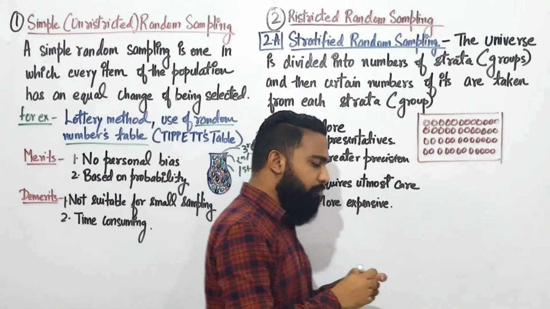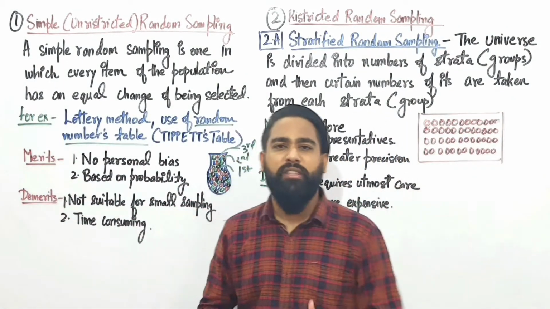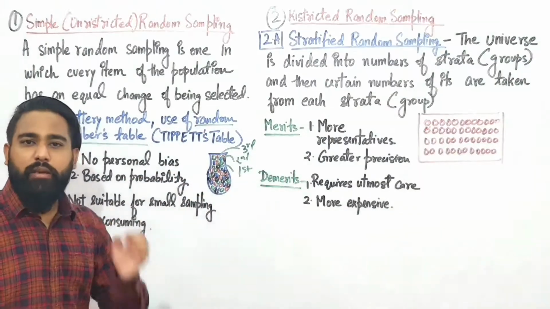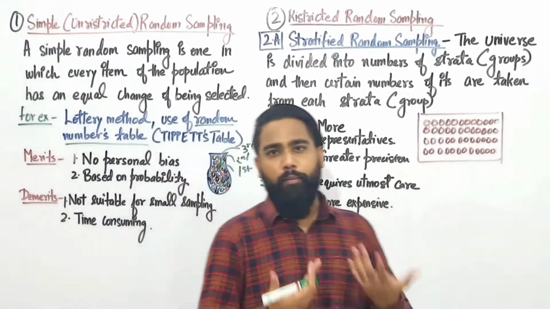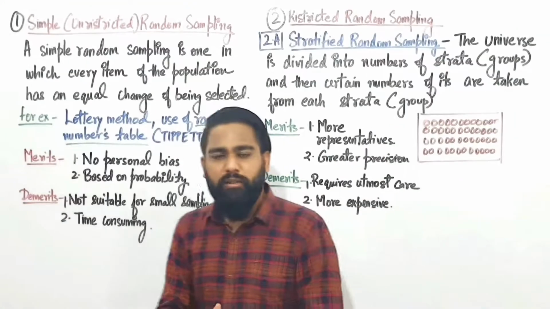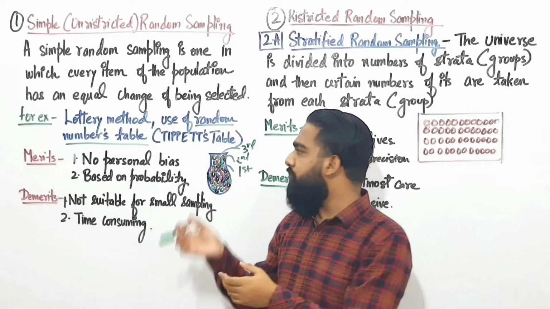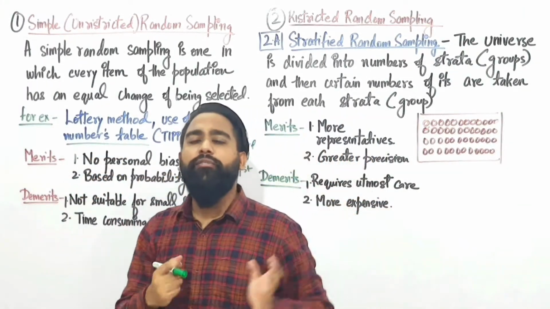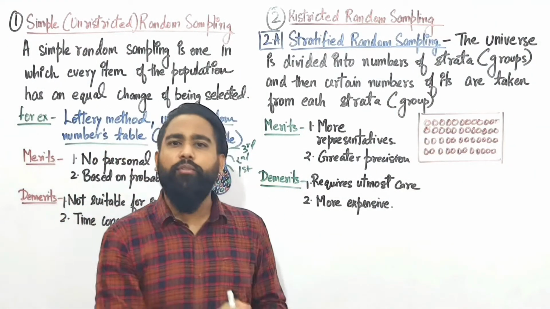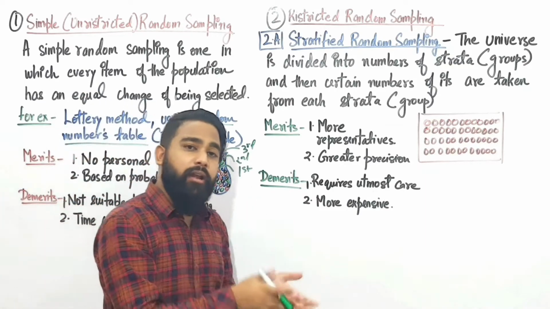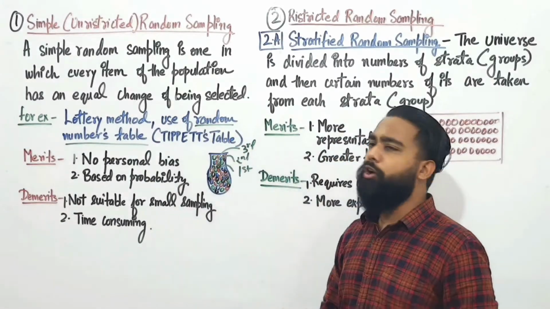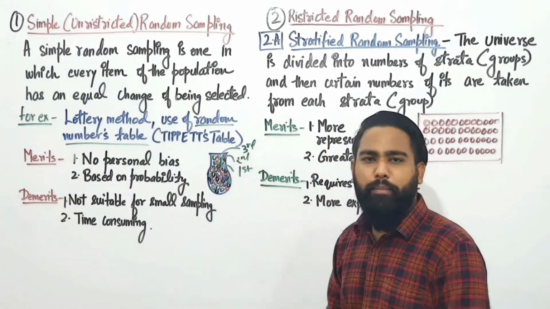Under the random numbers table, there are so many economists and mathematicians who have given their random number tables, of which Tippett's table is the most popular, used throughout the world. Under Tippett's table, there is a list with lots of numbers, and the chits are given to the different items of the universe. With that table, a few numbers are randomly selected, and those items having those numbers are selected. So basically it is also a lottery method, but we call it Tippett's table.